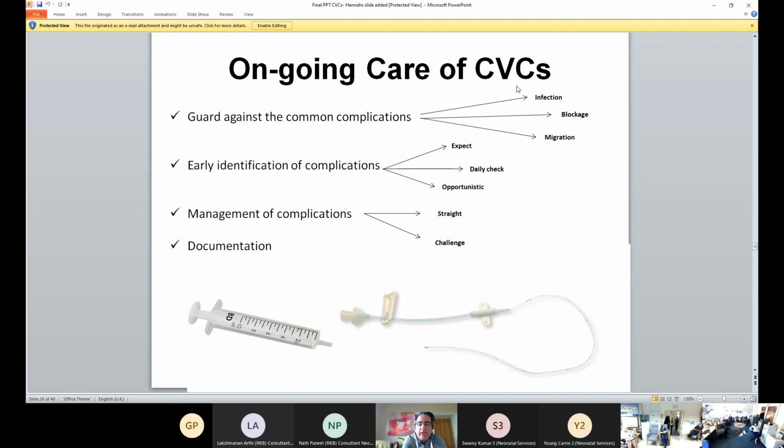Stick to the local guidelines for infection control, reduce the frequency of accessing the long line, and also review the indication for having the long line in situ every day. Blockage can happen because of thrombosis, or perforation, or migration of the long line.